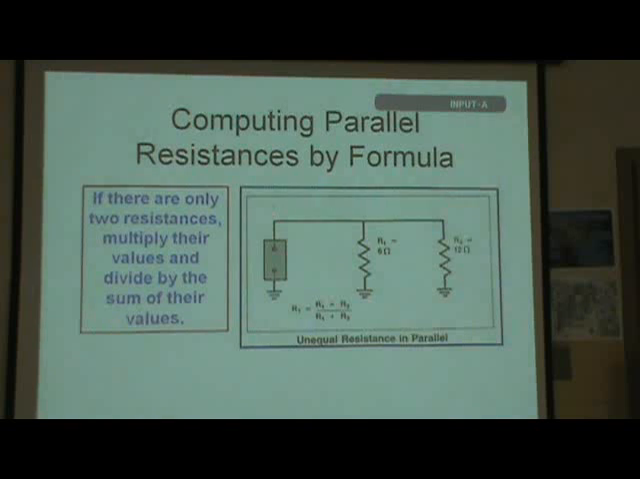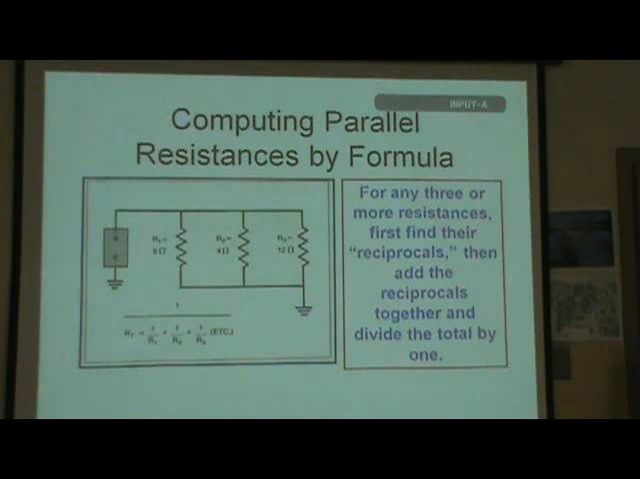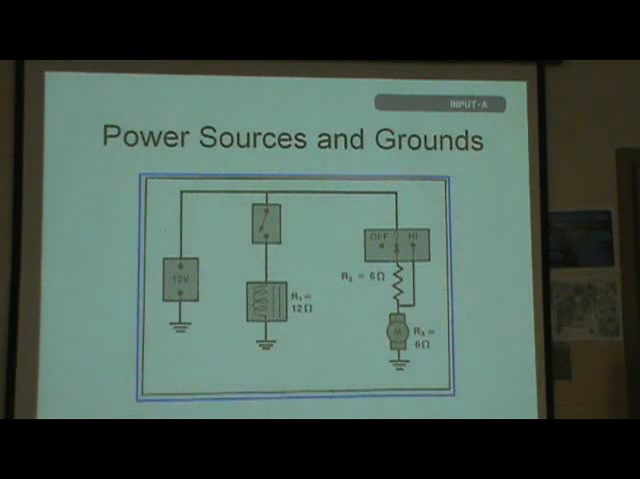You got that? Everybody? Okay, so you got unequal resistance. Multiply and divide by the sum. That's what I showed you earlier. So 6 times 12 is 72. 6 plus 12 equals 18. It's 4 ohms. 18 into 72 is 4, right? Everybody know that? Are you good with math? 18 into 72 is 4. Right? I'm hurrying, guys, trying to get through this. I'm not going to spend a heck of a lot of time on all that nonsense.